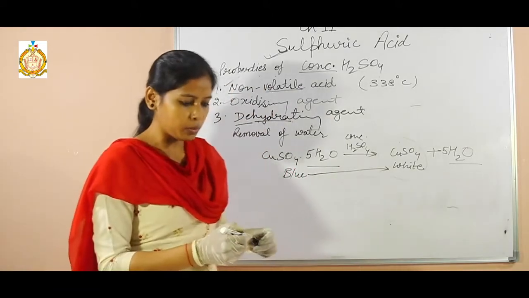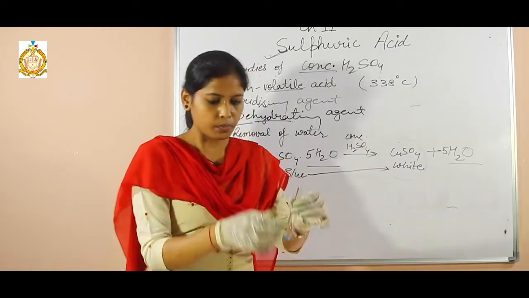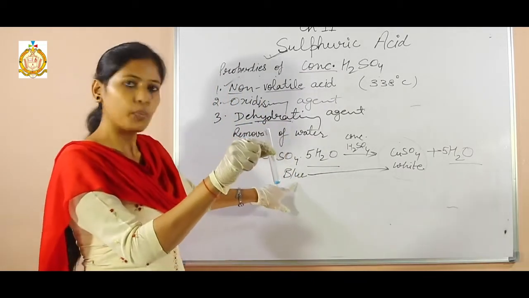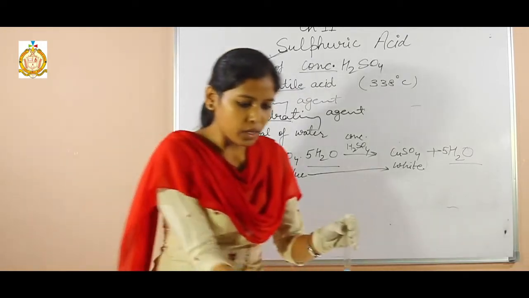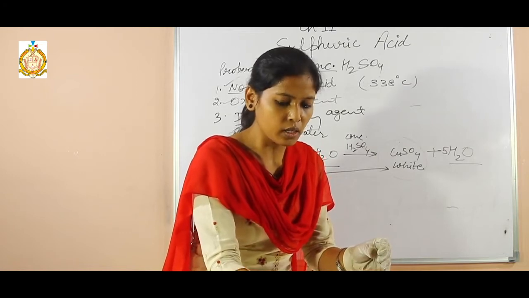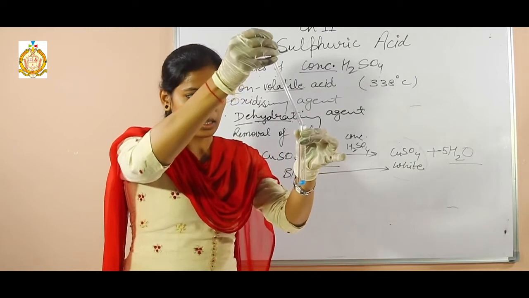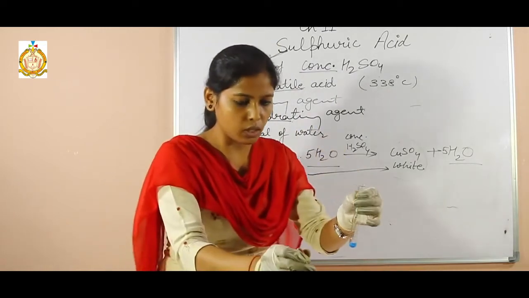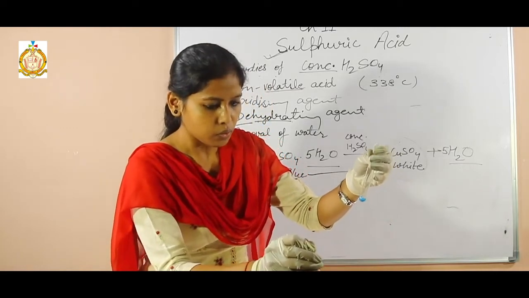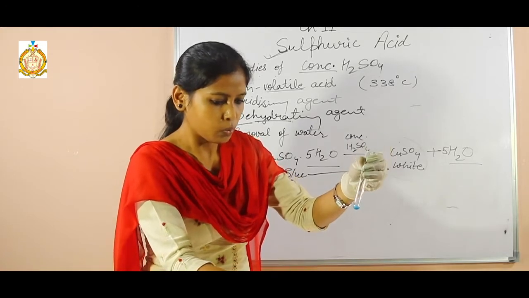I will give you one demonstration. See that one. This is copper sulfate pentahydrate. Its color is blue. When I add sulfuric acid to it, a few drops of sulfuric acid, it will change. See that the color will start changing into white. It will take time. It will start fading, and at the end it will change into white.